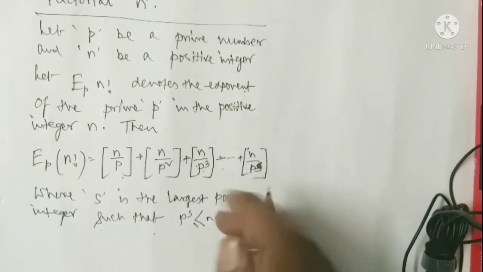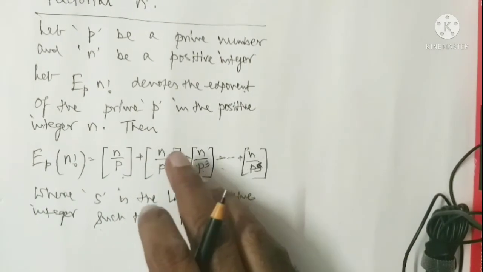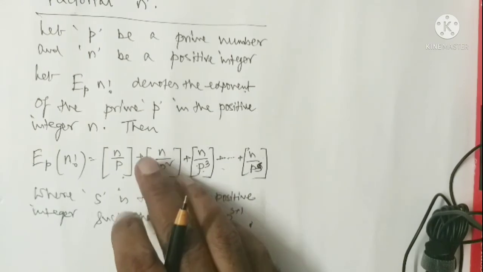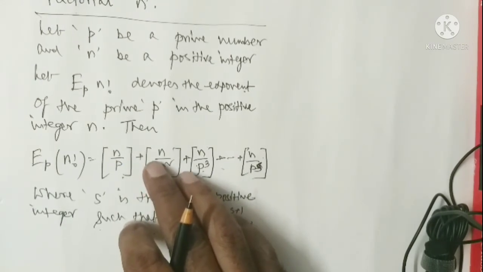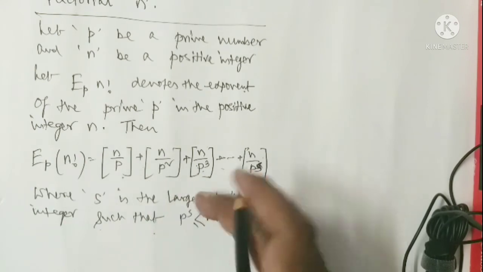Today we discussed the letter envelope type, different competitive level types, and the exponent of prime p in n factorial. This is all about today.